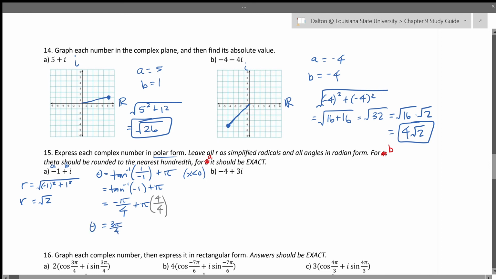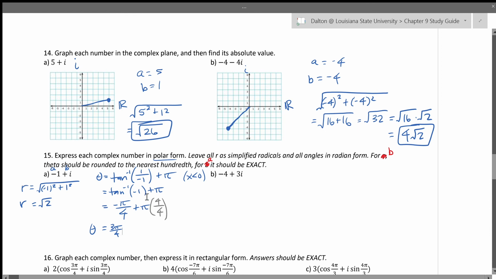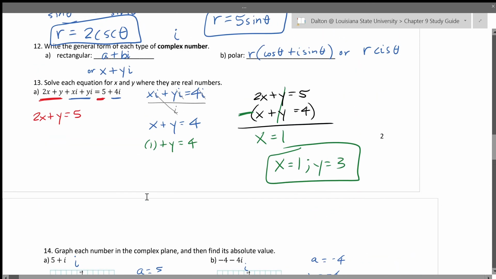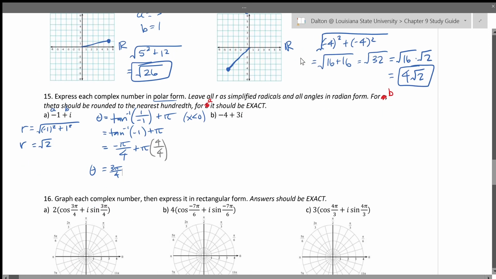So you found r and you found theta. Well, using what we wrote on question 12, these are the rectangular forms and polar forms of complex numbers. We will write this in polar form, which will be the square root of 2 times the cosine of 3pi/4 plus i times the sine of 3pi/4. Or if you write it in the abridged version, it would be square root of 2 CIS 3pi/4. That would be acceptable as well.